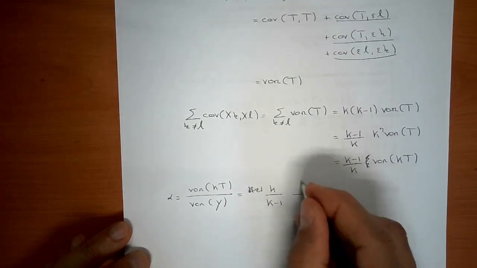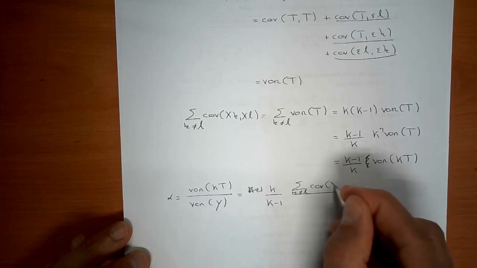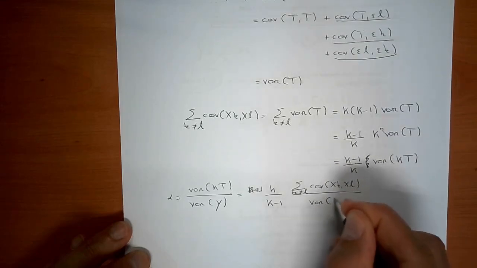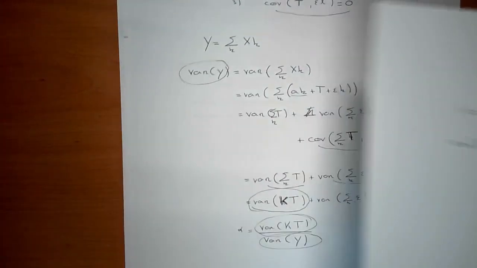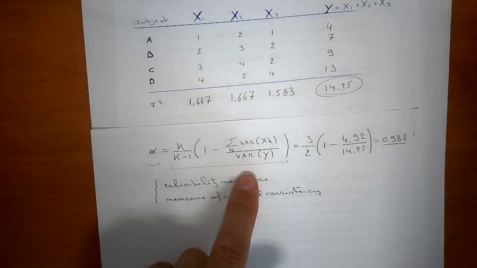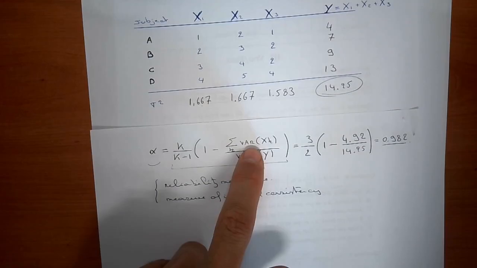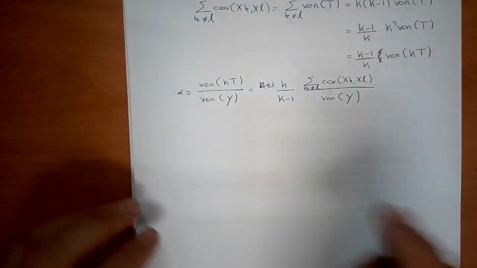And then in the numerator, we have the sum over k different from l of the covariance of xk and xl divided by the variance of y. Okay, that's our alpha. Now, we're getting somewhere, let me go back to the first page. We're getting somewhere over here, but it's not exactly the same because here we have the sum over all k of the variances and not the covariances. But we're getting there very quickly, all right? And so we only need one more thing.